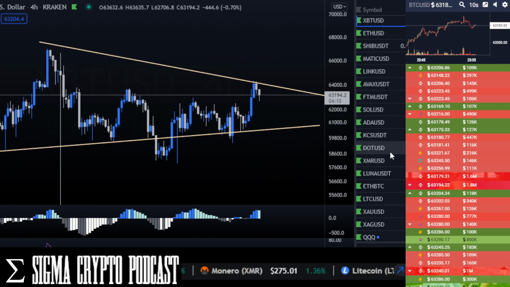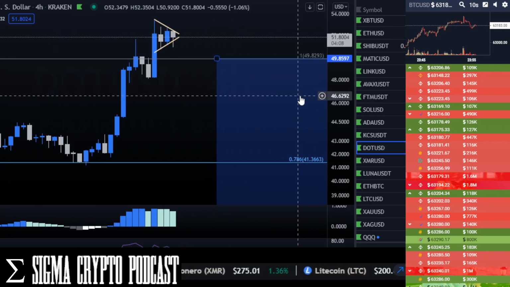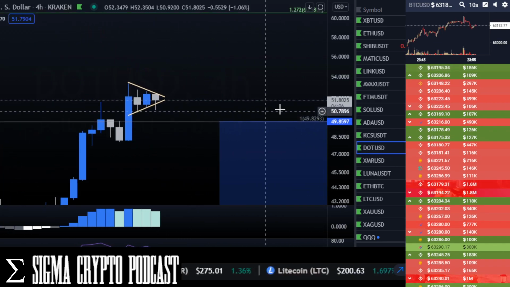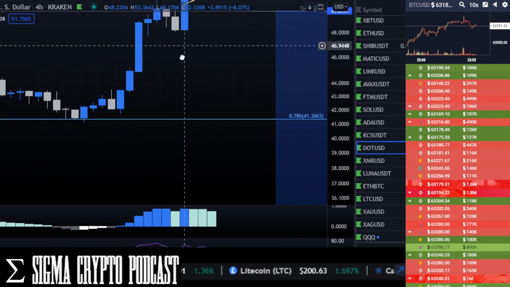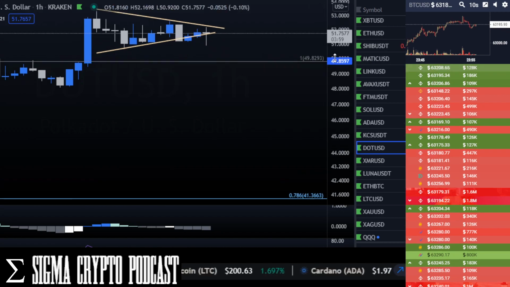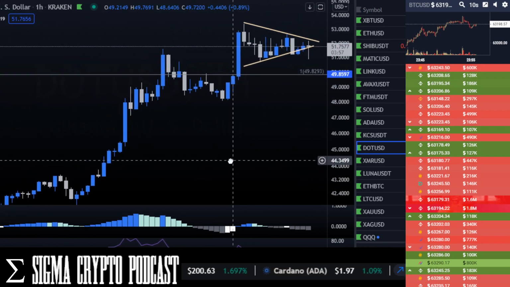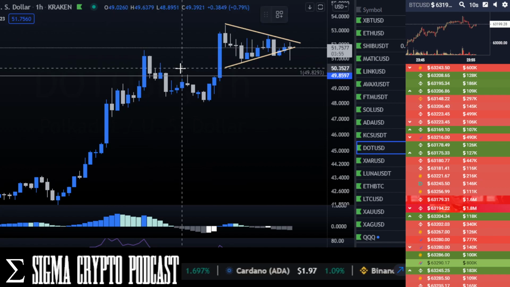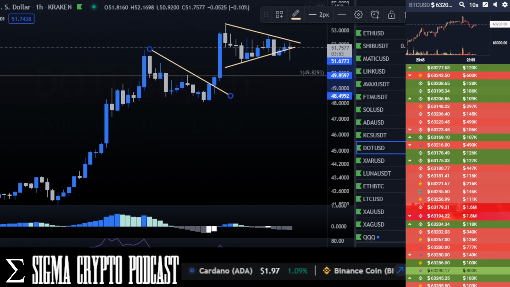And speaking of bull flags, on the way up, we have another bull flag forming on DOT. And you guys remember the last time it bull flagged, what happened? Let's go to the hourly. You can probably see it a little better. Here was the last bull flag, right? Right there.